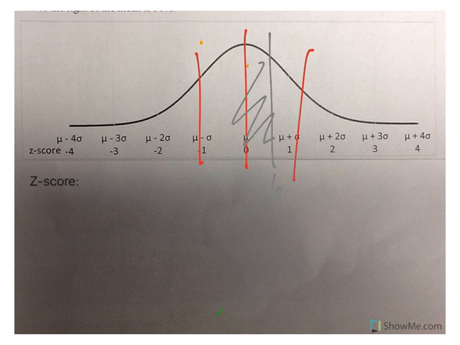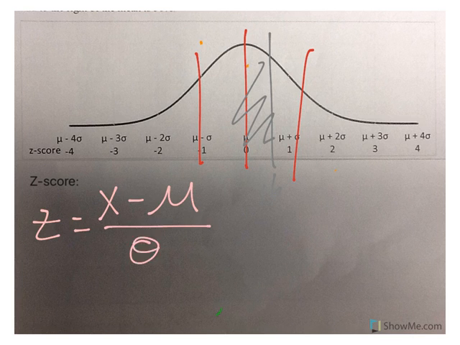So how do we find z-scores? Well, a z-score is found by the formula. Z equals the value minus the mean divided by the standard deviation. So in words, value minus the mean over the standard deviation. So you know in all of these problems we have the mean and the standard deviation. The value is what we're trying to find.